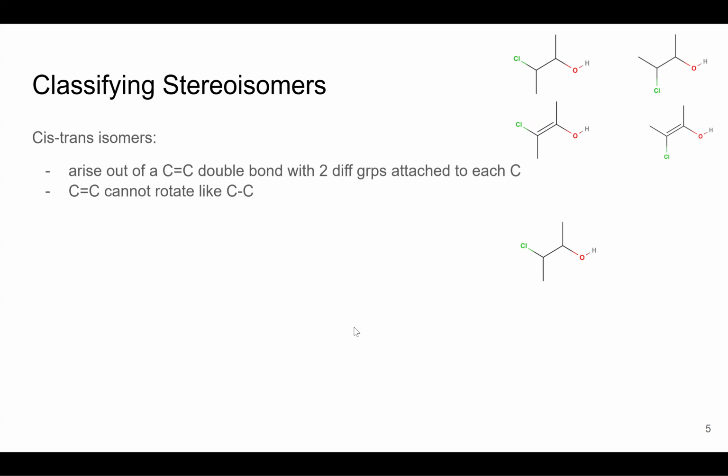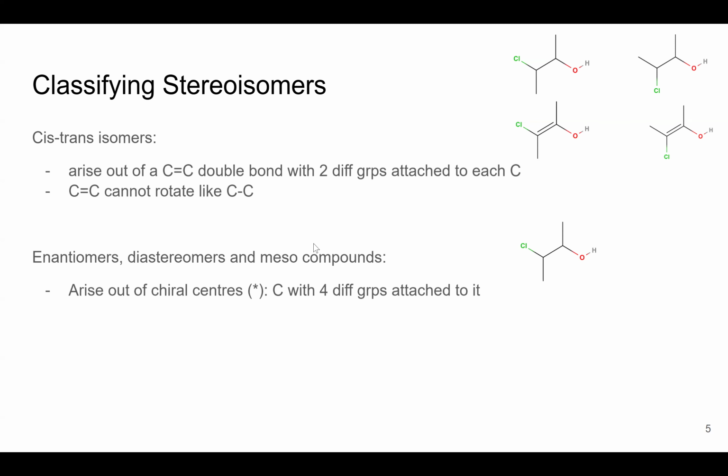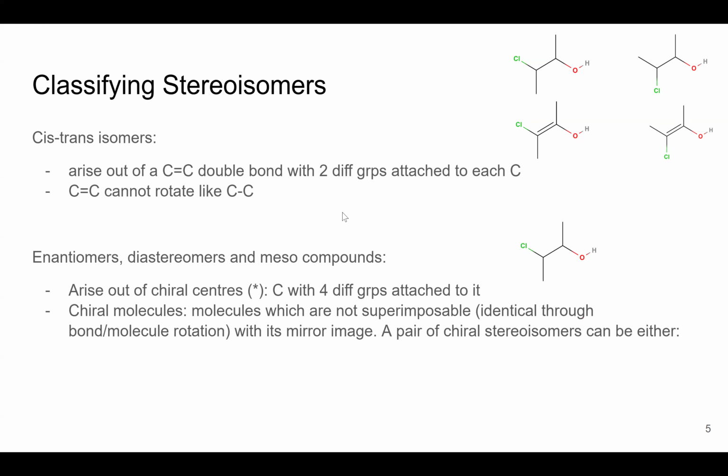Now, another type of stereoisomers that we usually deal with in organic chemistry are called enantiomers, diastereomers, and the meso compounds. They're not all stereoisomers, but I will just put it here because all three of them arise out of chiral centers. So chiral centers are carbons with four different groups attached to it, and chiral molecules are molecules which are not superimposable, which is identical through bond or molecule rotation with its mirror image.